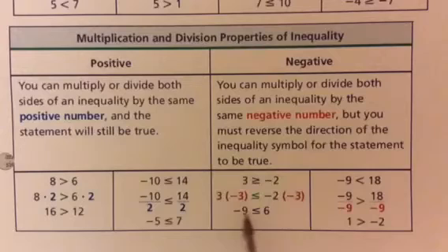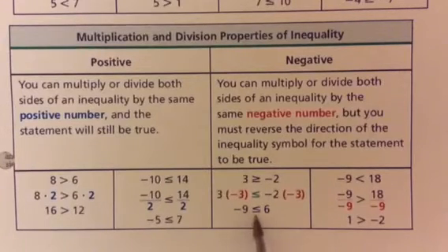Now, look at our inequality. If I just brought that greater than sign down, it would not be true because negative 9 is not greater than 6. It's less than or equal to. So we have to flip the sign whenever we multiply both sides by a negative, or we'll have an untrue statement because it's not true that negative 9 is greater than or equal to 6. It's less than or equal to 6.